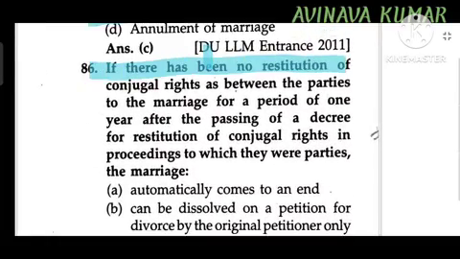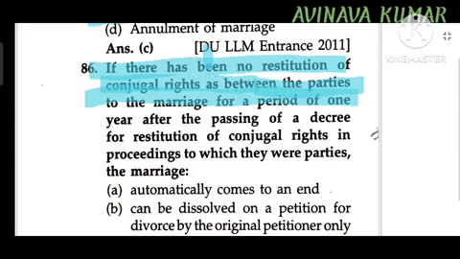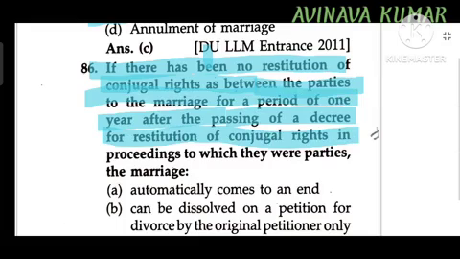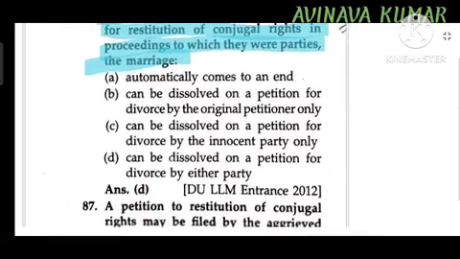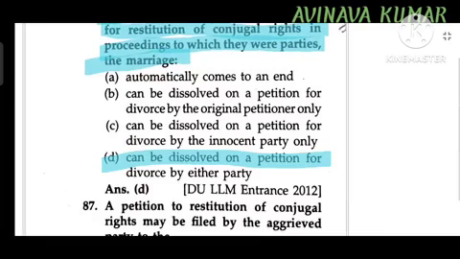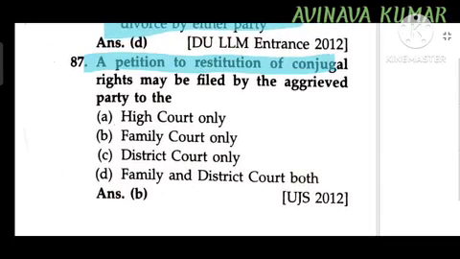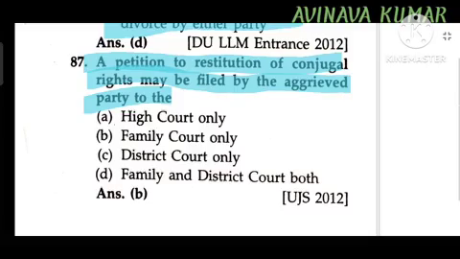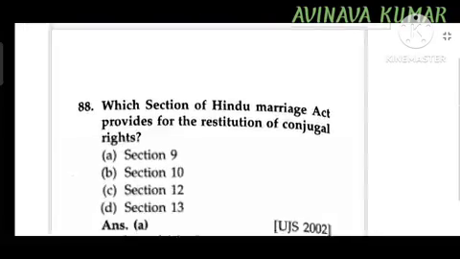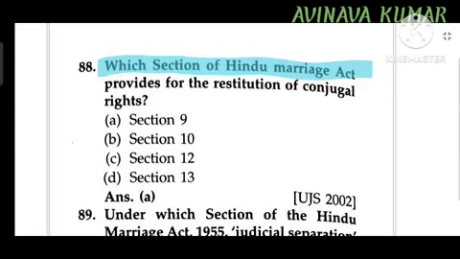If there has been no restitution of conjugal right between the parties to the marriage for a period of 1 year after the passing of a decree for restitution of conjugal right in a proceeding to which they were parties, the marriage can be dissolved on the petition for divorce by either party. A petition for restitution of conjugal right may be filed by the aggrieved party in the family court. Which section of Hindu Marriage Act provides for restitution of conjugal right? Section 9.